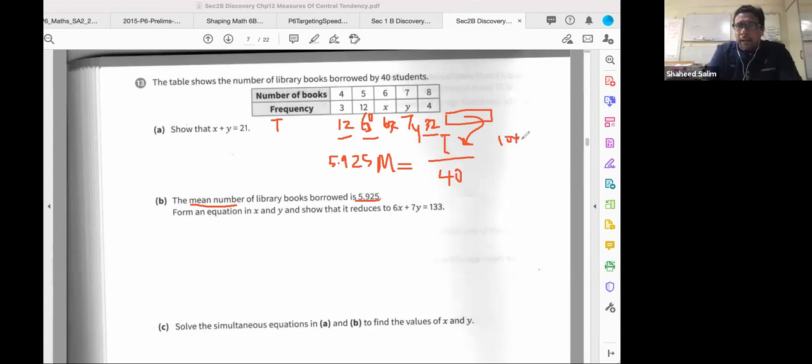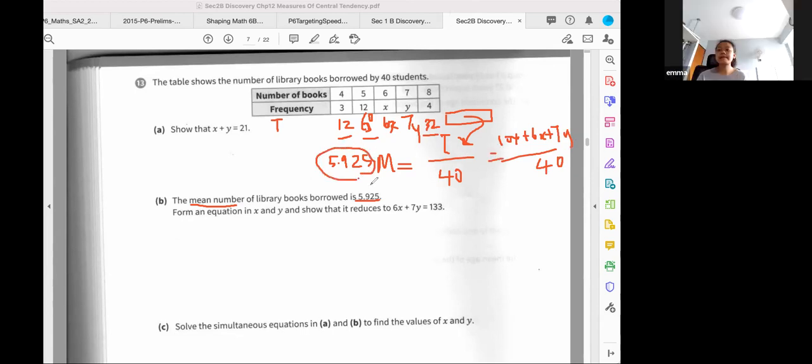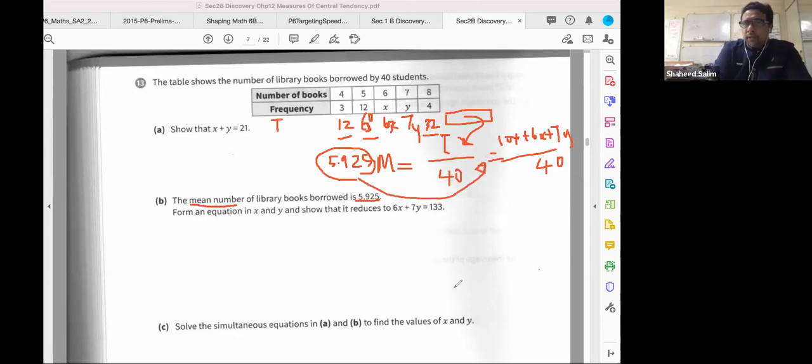104 plus 6x. No, you cannot add those two, remember? This is 6x and 7y, you must leave it alone. So this is over 40, and this equals 5.925, this one here. Now you have your equation already. You get what I'm saying, huh?